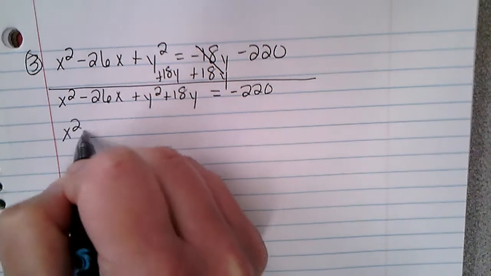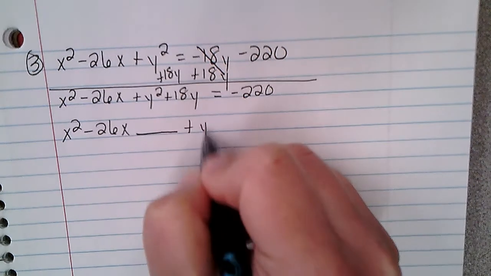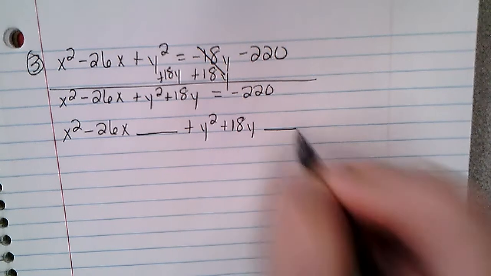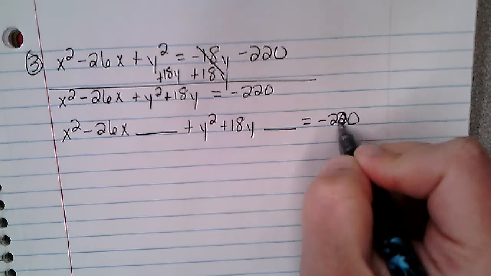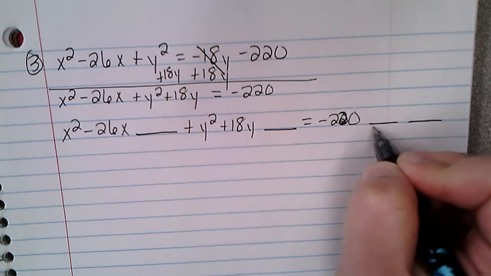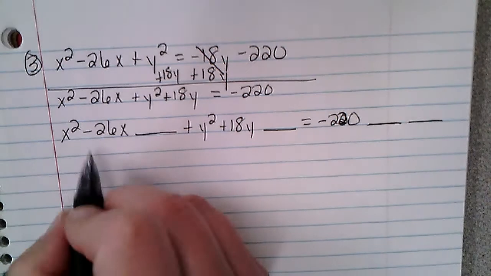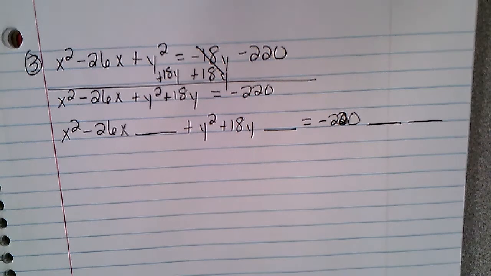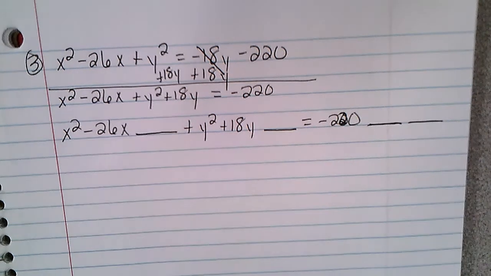So x squared minus 26x, complete the square, plus y squared plus 18y, complete the square, equals negative 220. Oops. And now the two numbers I'm having to complete the square with. Okay, so, negative. This is the first time we've had to deal with a negative, so I'm going to take it a little bit slower here. Half of negative 26 is negative 13.